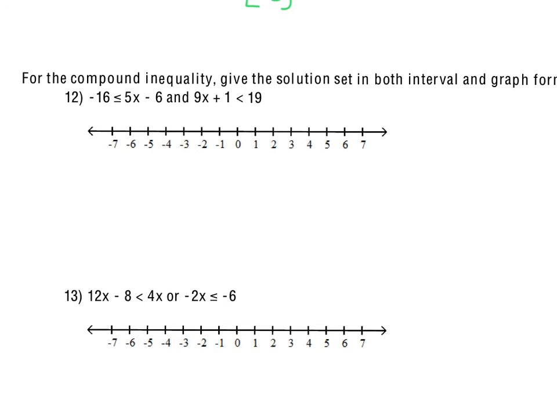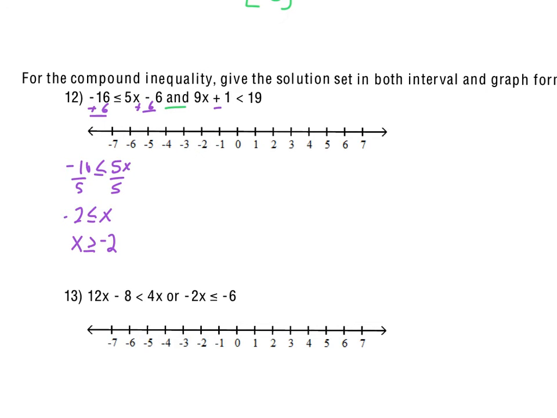And here we have a compound inequality with "and." Again, we solve these separately. I would probably start on the left side here just by adding 6 to both sides. So we end up with negative 10 is less than or equal to 5x. Divide by a positive 5, so we would not flip the inequality. So negative 2 is less than or equal to x. We could flip that all over and say x is greater than or equal to negative 2.